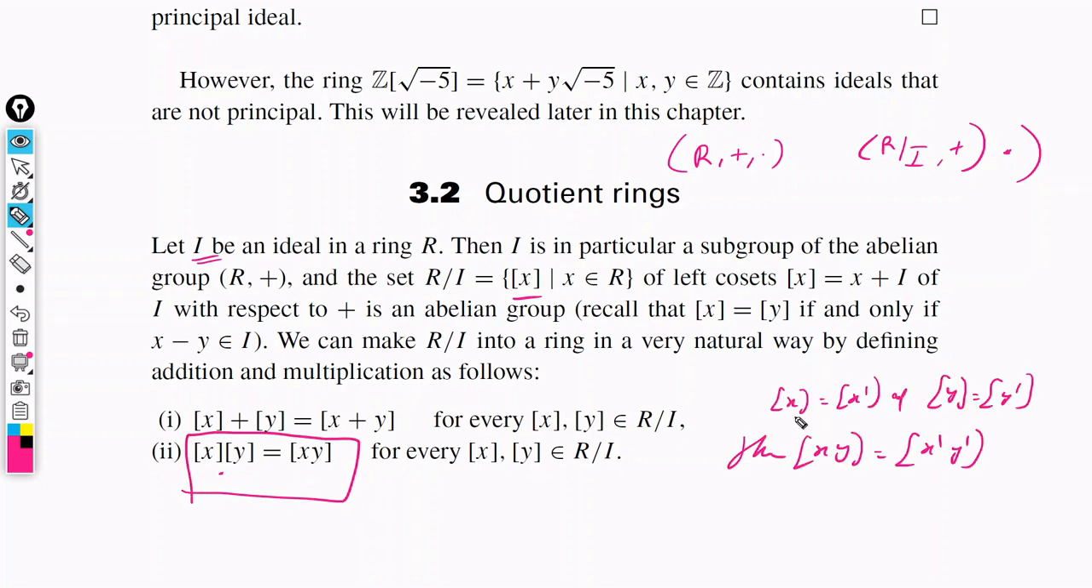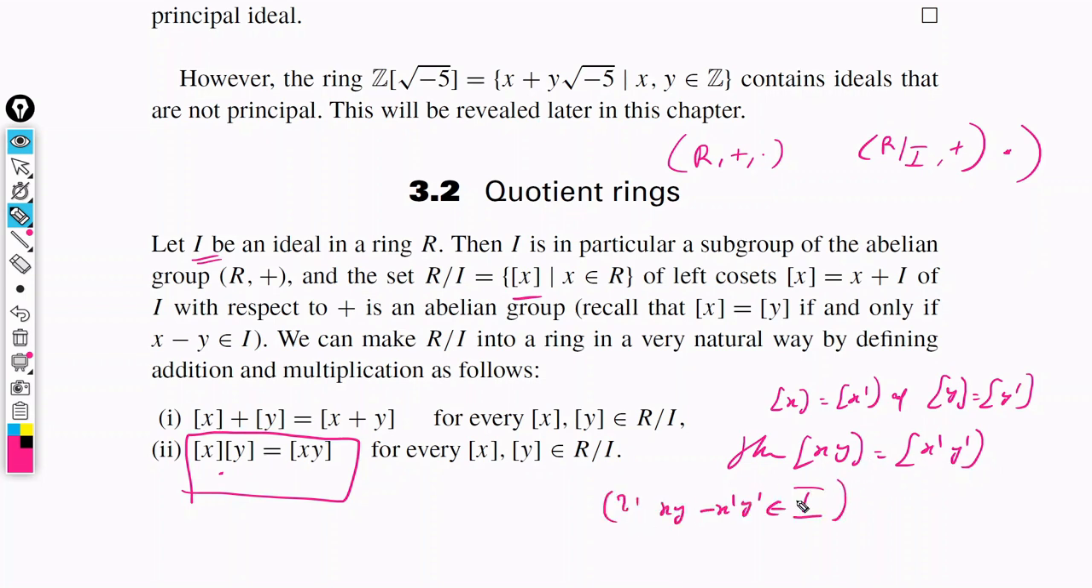That means coset x is equal to coset x dash and coset y is equal to coset y dash. Then coset xy is equal to coset x dash y dash. For that we have to prove that xy minus x dash y dash belongs to I. That is because we have a result: two cosets are the same if and only if x dot y inverse belongs to I. Here this dot is the group operation. Here the group operation is addition. That's why we replace x dot y inverse by x minus y belongs to I. So this minus y is the inverse of y under the group operation plus.